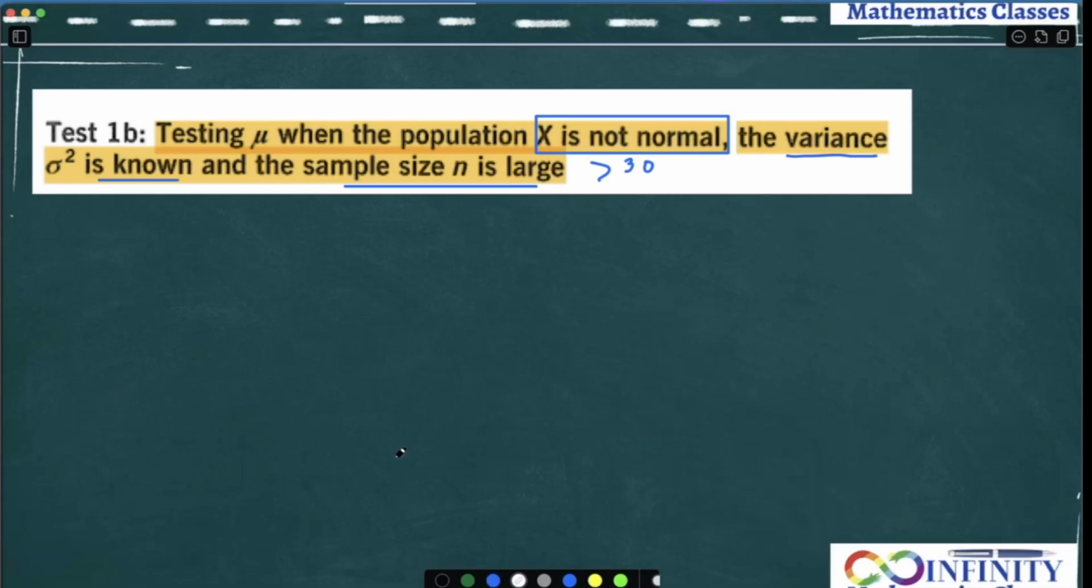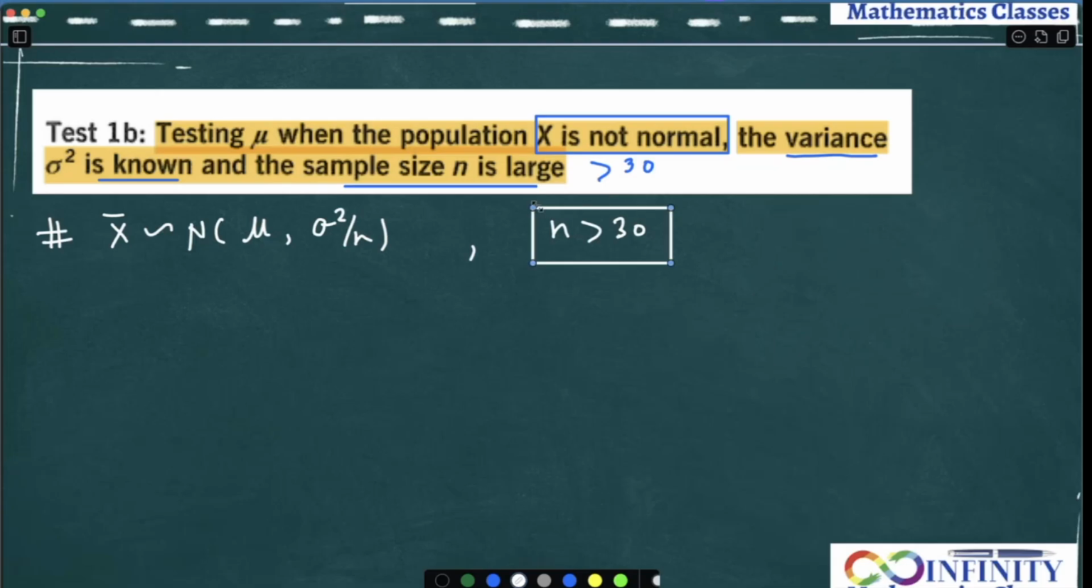Even though I do not know about the population, which is not normal, using CLT I can say that X bar is normally distributed with the mean mu of the population and the variance sigma square divided by n. The only thing you need is n to be very large, meaning n bigger than 30. And the question will be the same as whatever we did in the previous question.